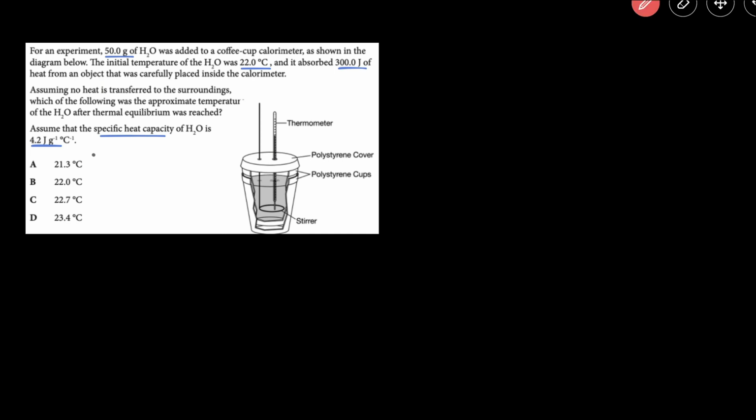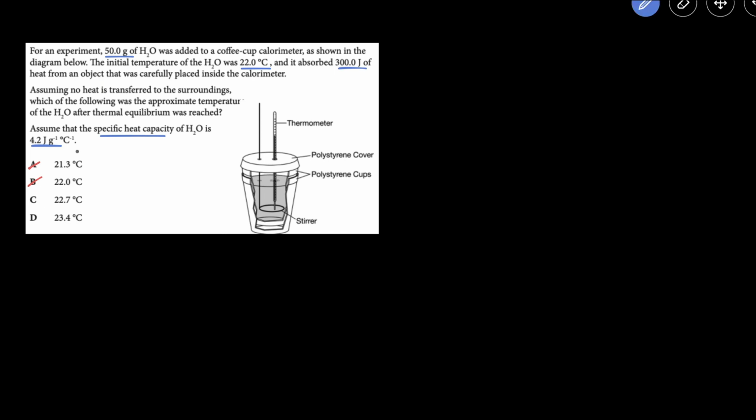Well, first of all, since we know that the water absorbed some heat, we expect the temperature of the water to increase. The original temperature is 22 degrees Celsius, so there's no way it can go down. So we can get rid of 21.3, and we can also get rid of 22 because the temperature should be higher than this original temperature. So that leaves us with C and D. So even if you don't know what equation to use, at least you'll have the 50-50% chance of getting it right here.